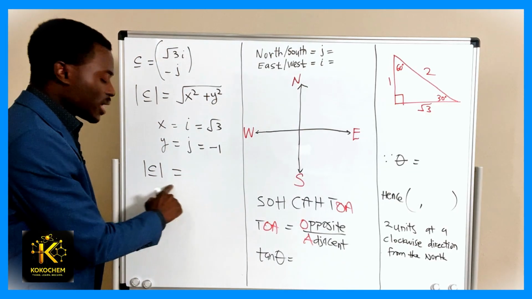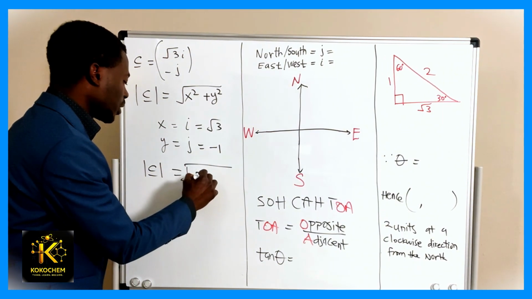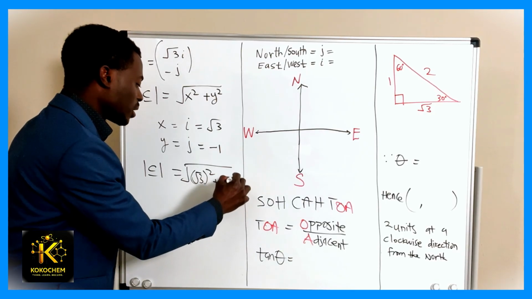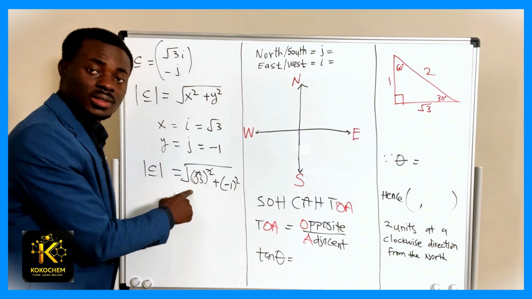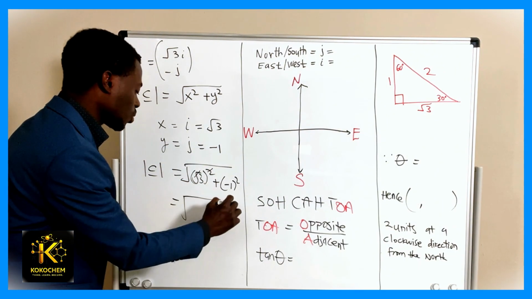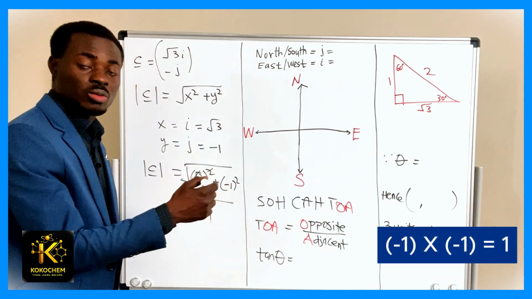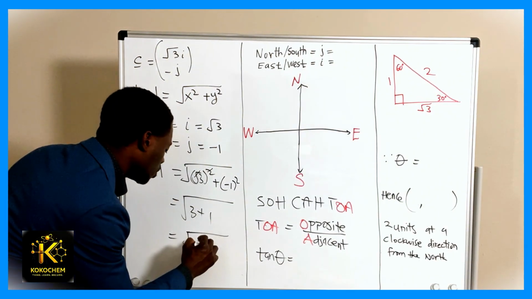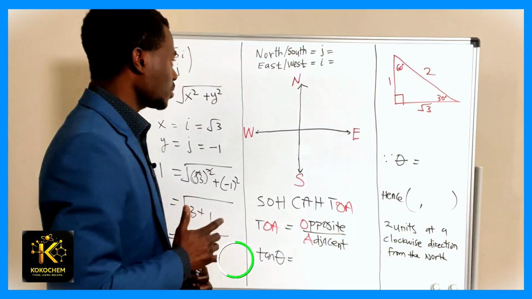So finding the magnitude will be the square root of root 3 squared plus negative 1 squared. The square cancels the root of 3, so you get the square root of 3 plus 1. Negative 1 times negative 1 will be positive 1. So you will have root 4. So the magnitude of the vector is 2.